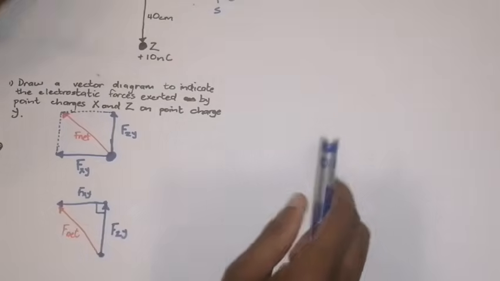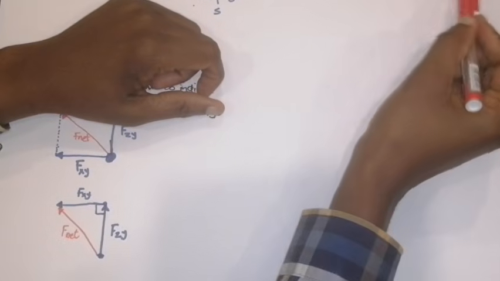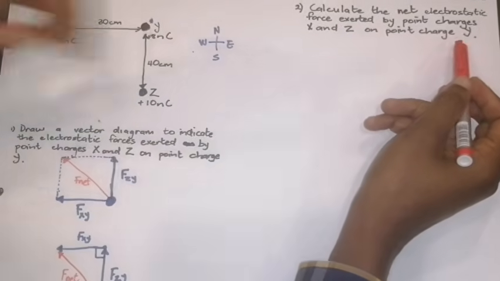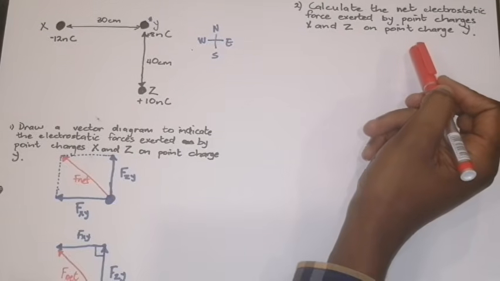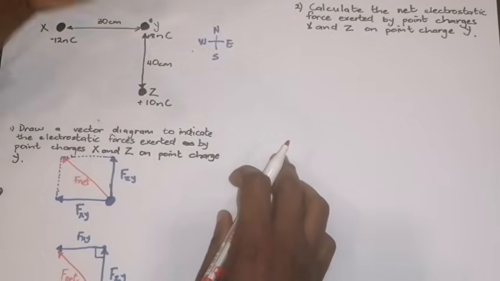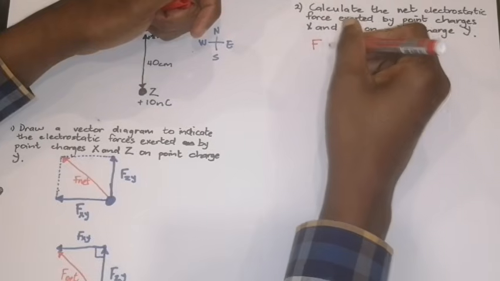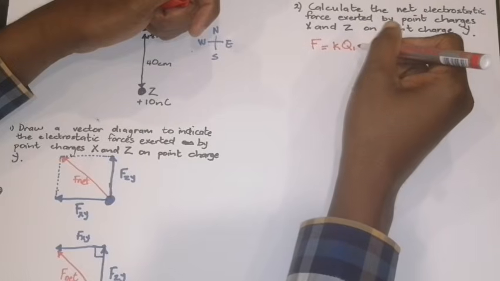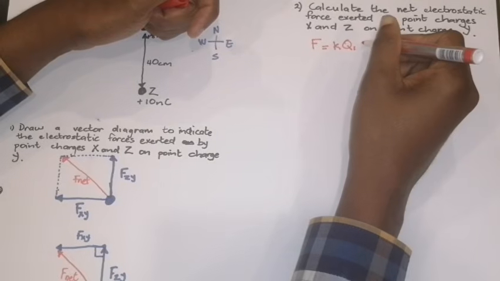All right, now let's go to the second question. They say to us, calculate the net electrostatic force exerted by point charges X and Z on point charge Y. So now they're asking us to calculate that net force. Just like we did for the previous questions, we know now how to apply Coulomb's law. Coulomb's law says the force between two point charges is directly proportional to the magnitude, or the size, of the charges and inversely proportional to the square of their distance apart.